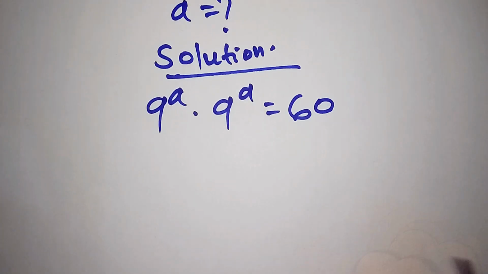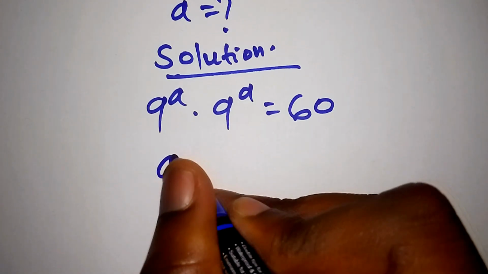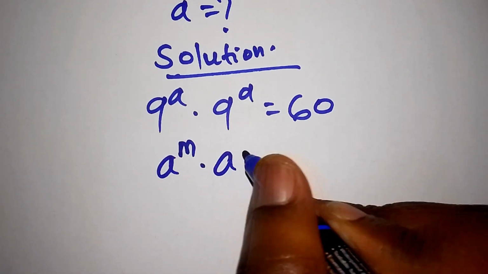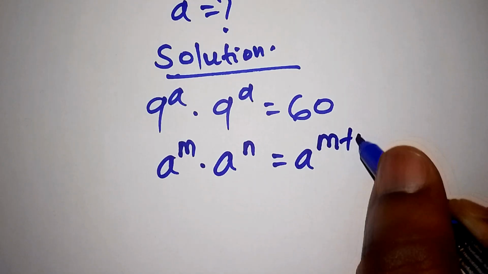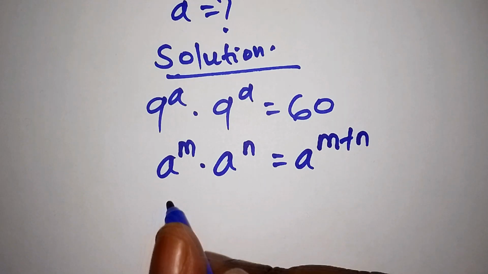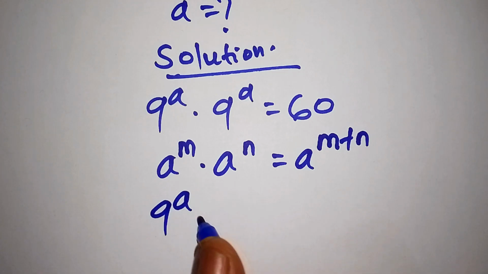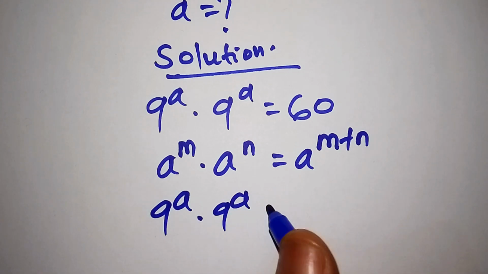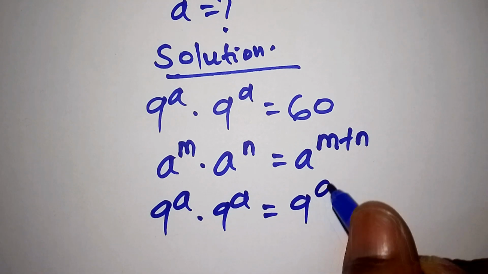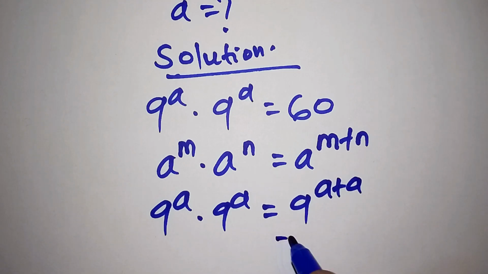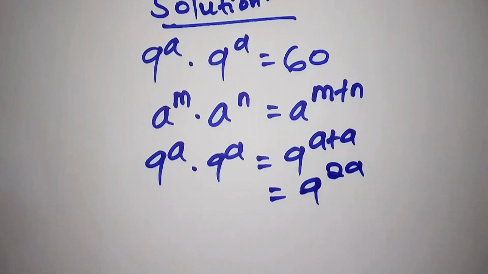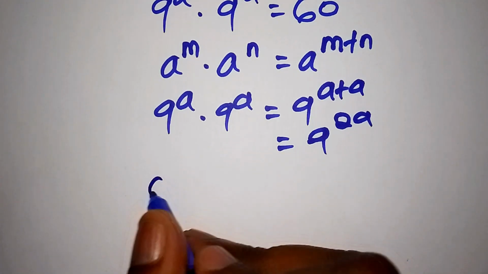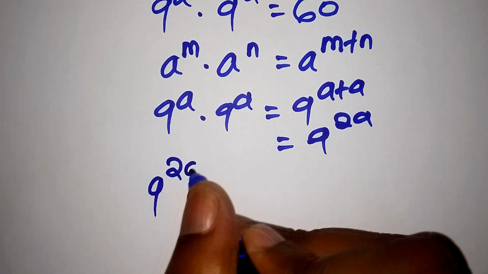Meaning that, for example, a to the power of m multiplied by a to the power of n can be worked out as a to the power of m plus n. So 9 to the power of a multiplied by 9 to the power of a shall be worked out as 9 to the power of a plus a, which is equal to 9 to the power of 2a.